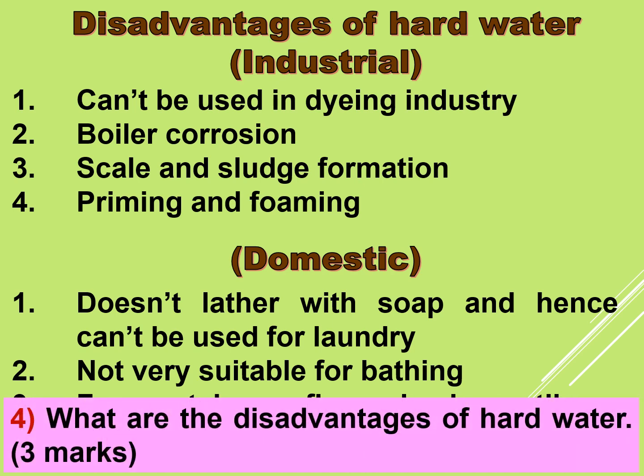Again, another question for the university exam: What are the disadvantages of hard water? It can be asked for 3 marks, or it can be asked for 4 marks also. So generally you have to study at least 4 points, 2 industrial and 2 domestic points. That is better always: 2 industrial points and 2 domestic points.